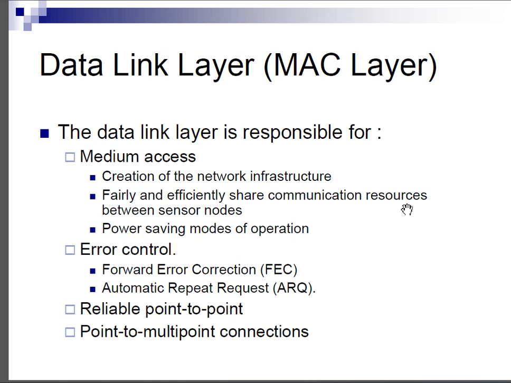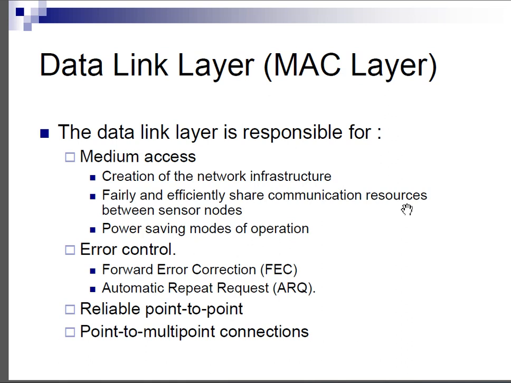Another one is error control. At this layer, we check whether the packets that we are sending and receiving are correct or not, and whether anything has happened to them. Automatic repeat request is one of the messages sent by this layer to communicate with the other nodes.